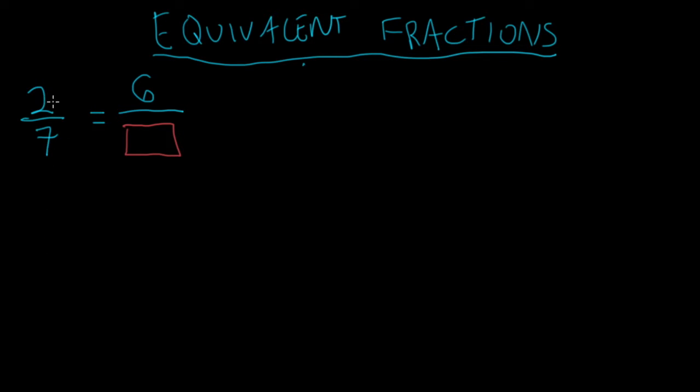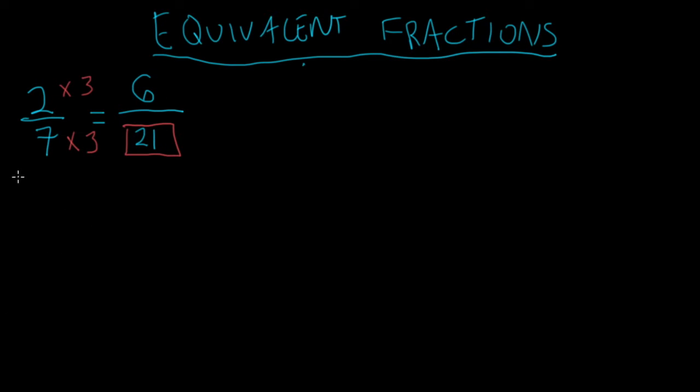So how do we get from 2 to 6? What do we need to multiply by? Well, we need to multiply 2 by 3 to get 6. And whatever we do to the top of a fraction, we do to the bottom. So we also multiply the bottom by 3. 7 times 3 is 21. So that means 2 out of 7 is the same as 6 out of 21.